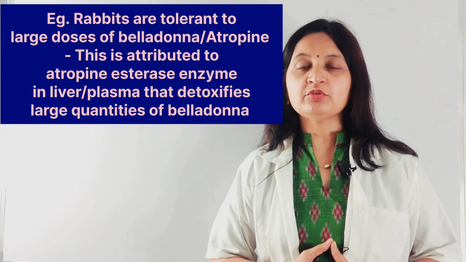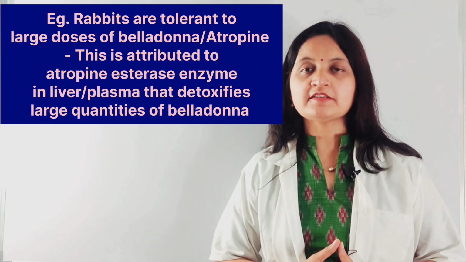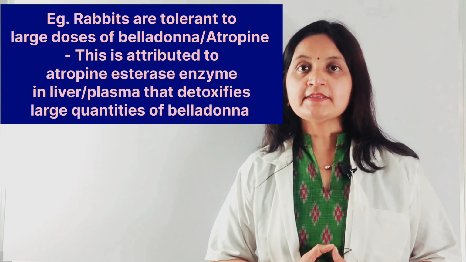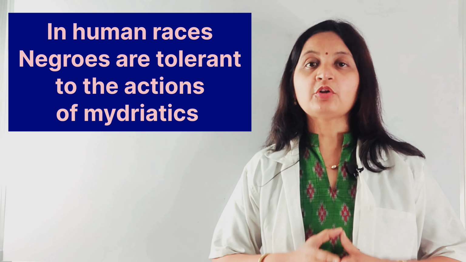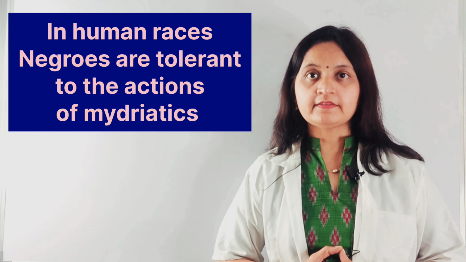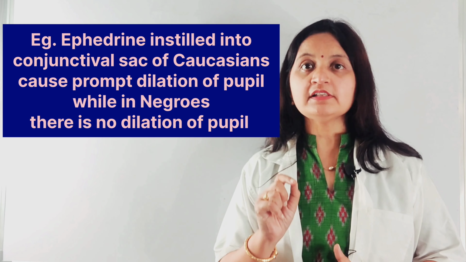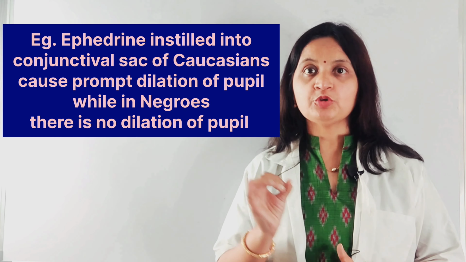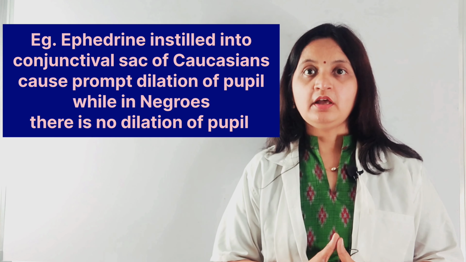This is attributed to the presence of atropine esterase enzyme in the liver and plasma which detoxifies belladonna, and therefore rabbits are tolerant to large quantities of atropine. In human races, Negroes are tolerant to the actions of mydriatics. For example, a solution of ephedrine instilled into the conjunctival sac of Caucasians can cause prompt dilatation of the pupil, whereas in Negroes there is no dilatation of pupil.